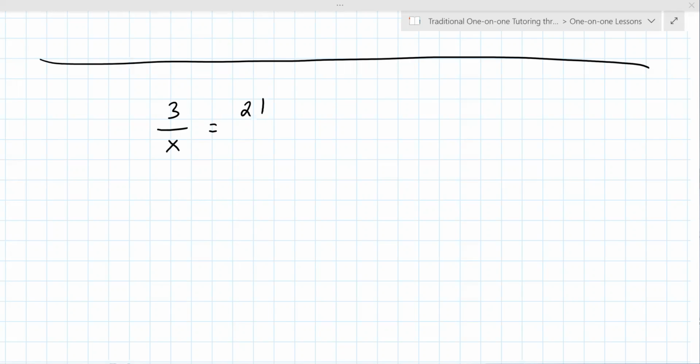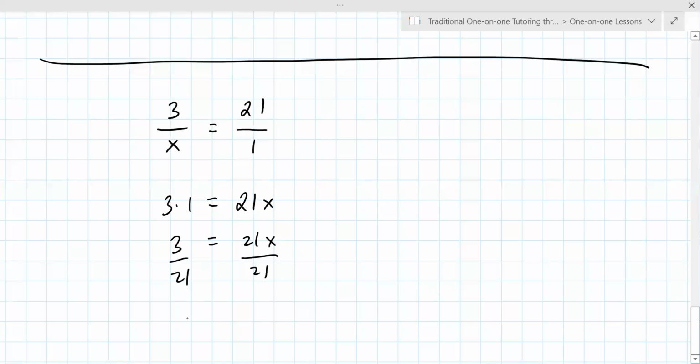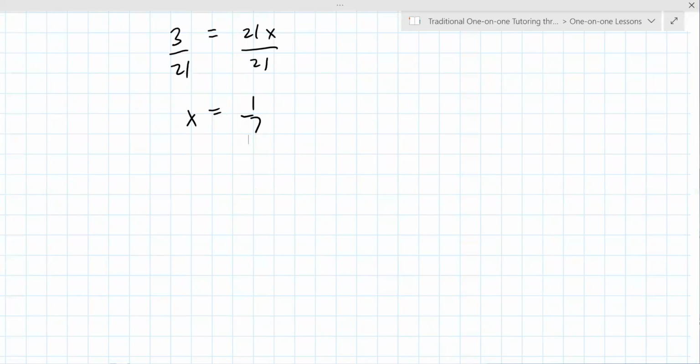How are you doing on this one, Sourish? I'm doing pretty good. I know the answer. Okay, what is the answer? First of all, put 1 under the 21, and then you multiply 3 times 1, and then x is 21, so you divide both sides by 21, and that is 1/7. It is 1/7. You got it. Awesome.